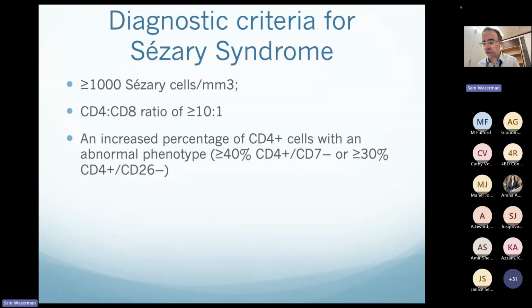So here's the diagnostic criteria for Sézary syndrome, just simply for completion. At least 1,000 Sézary cells per millimeter cubed, a CD4 to CD8 ratio of at least 10:1, and an increased percentage of CD4 positive cells within an abnormal phenotype.